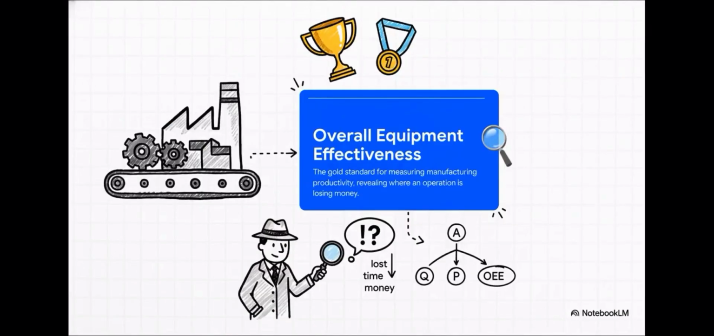So, what exactly is this OEE thing? Well, you can think of it as the absolute gold standard for measuring how productive you really are. It's not just some number on a spreadsheet, it's a diagnostic tool. It's like a crime scene investigator for your production line, showing you exactly where the money is disappearing.